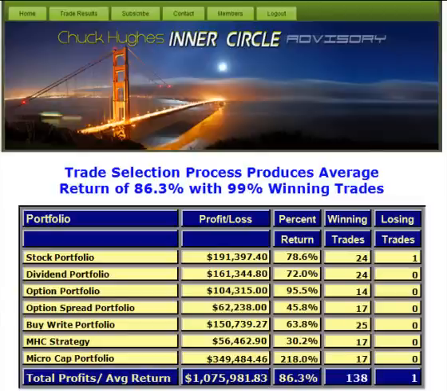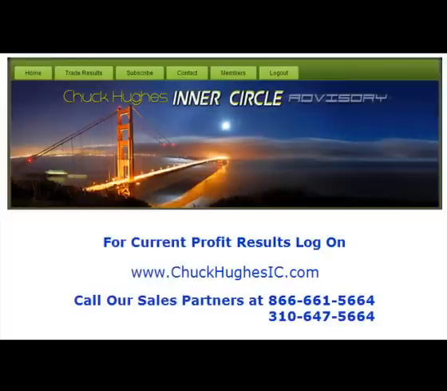I use my high accuracy trade selection process to make trade recommendations for my Inner Circle advisory service. And I'm displaying the current open trade profits for the advisory. We currently have an average return of 86% for the 6 portfolios and 99% winning trades. So you can see that the high accuracy trade selection is doing very well this year. If you'd like to get the updated profit results for the Inner Circle Advisory, just log on to chuckhughesic.com and click the trade results page.